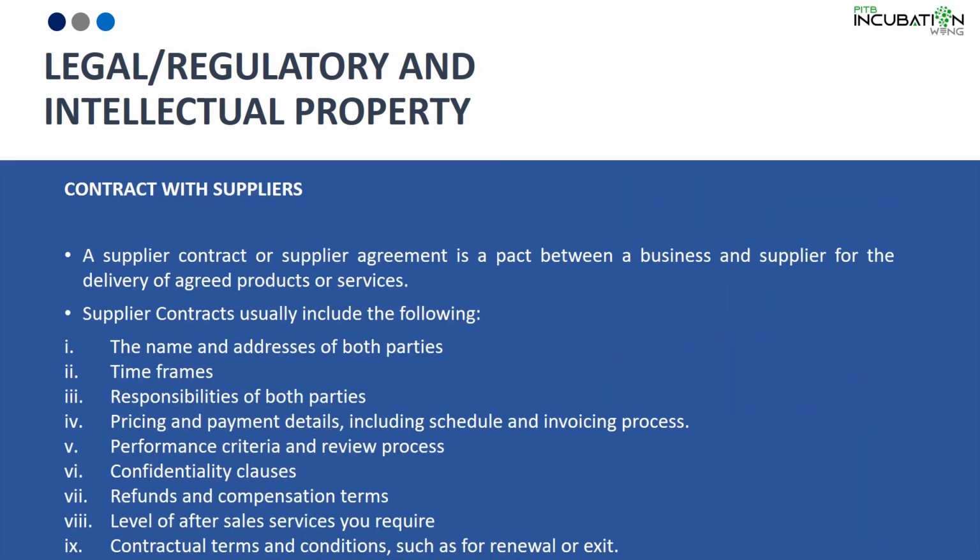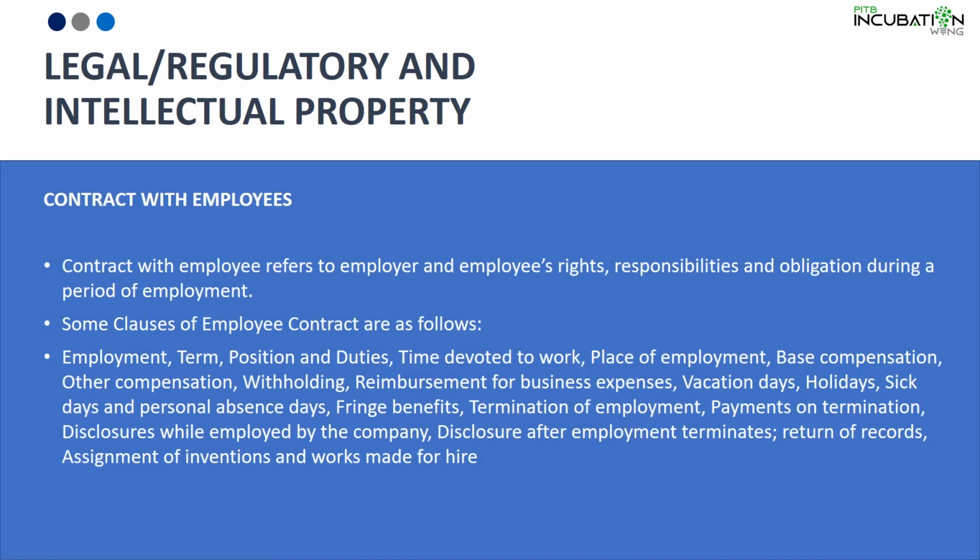The other contracts involves contracts between suppliers. A supply contract or supply agreement is a pact between a business and suppliers for the delivery of agreed products or services. Supply contracts usually includes the following. The second aspect of the contracts involves the contracts within the company, the contracts with the employees. Contract with employees refers to the employer and the employee's right, responsibilities, and obligations during the period of employment. Some clauses of employee contracts are as follows.